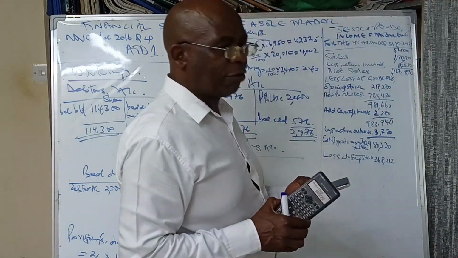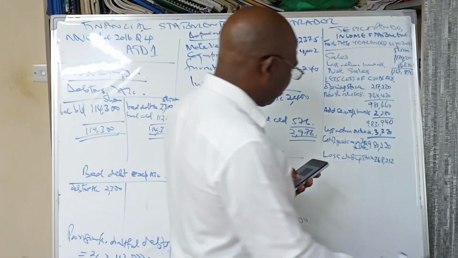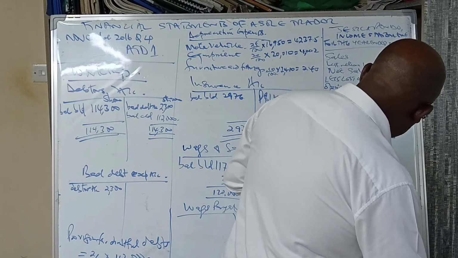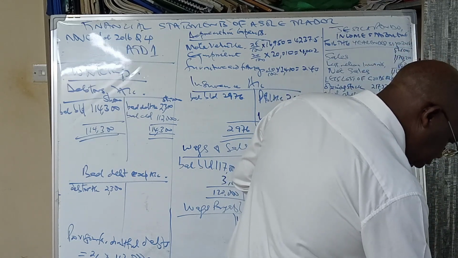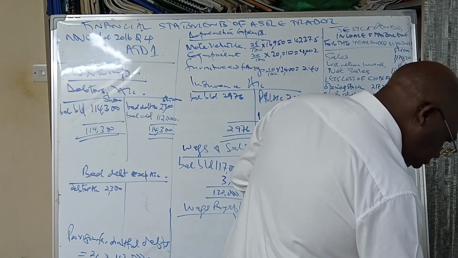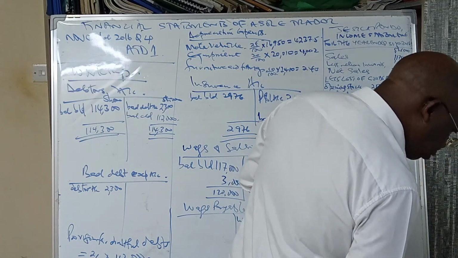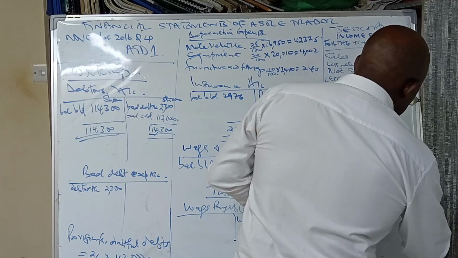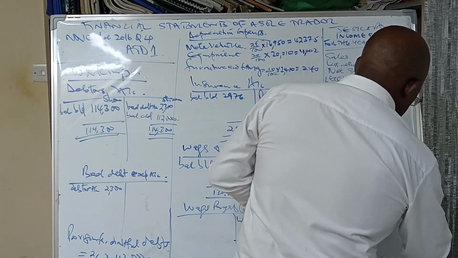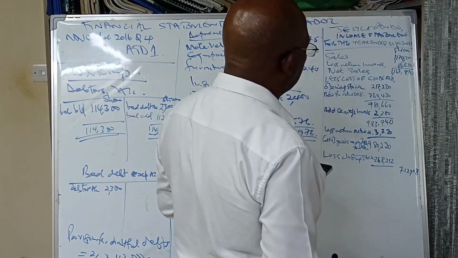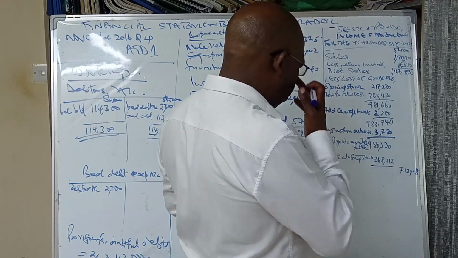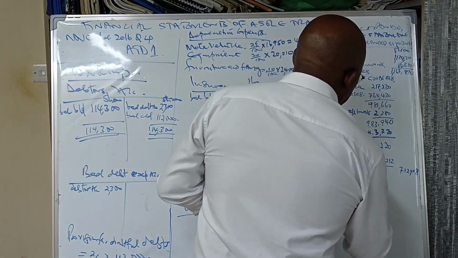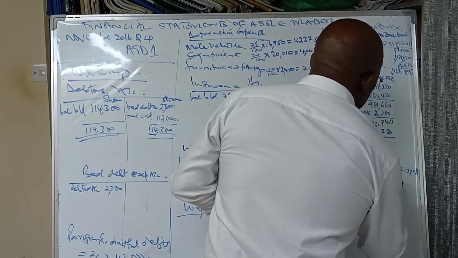I hope you are following. 980,220, we less 268,212, and we get a figure of 712,008. That is the cost of goods sold.